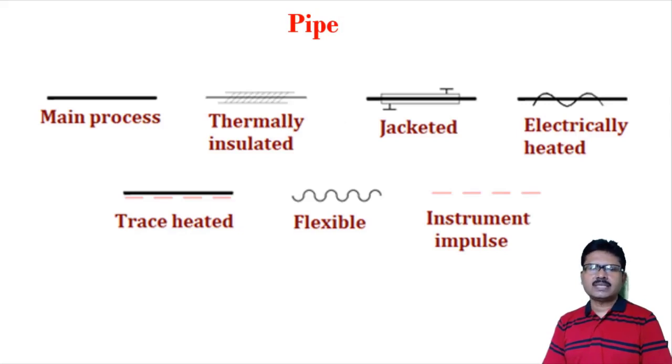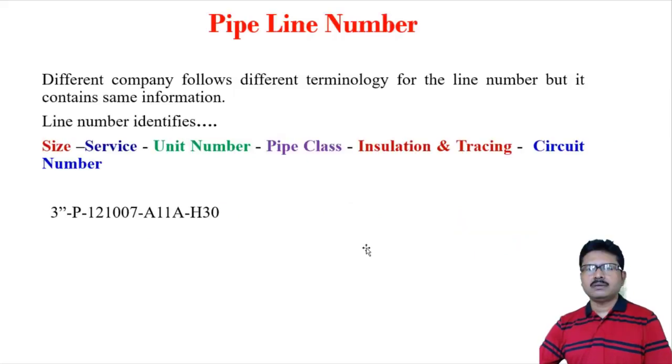These are reference symbols related to pipe. There is a main process symbol having a thick line. This is a thermally insulated line. This is the symbol of a jacketed line. This is the symbol of an electrically heated line. This is a steam heated pipe. This is a flexible pipe. This is an instrument impulse or instrument pipe.